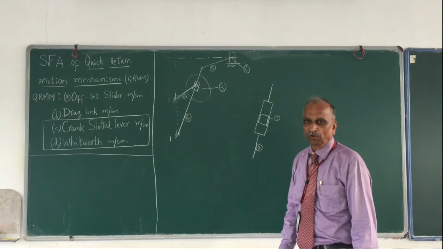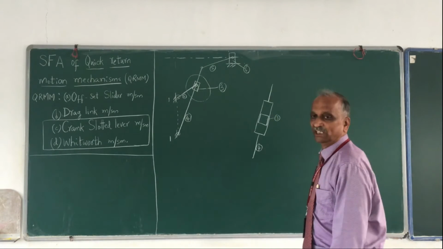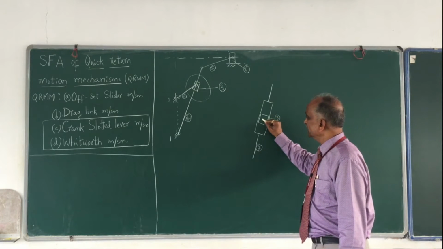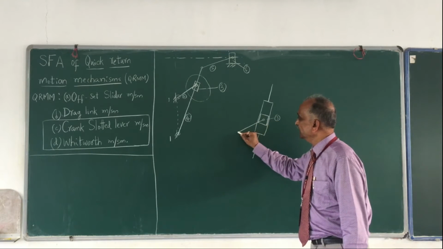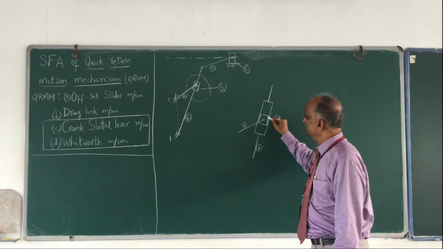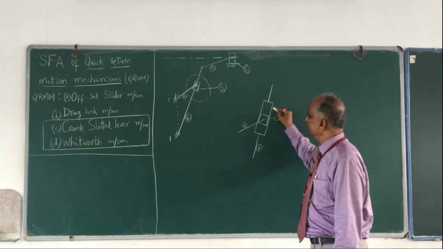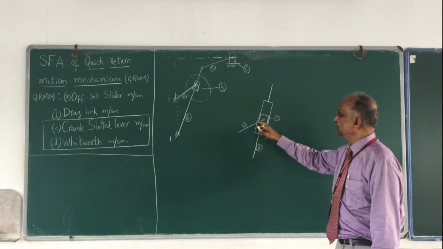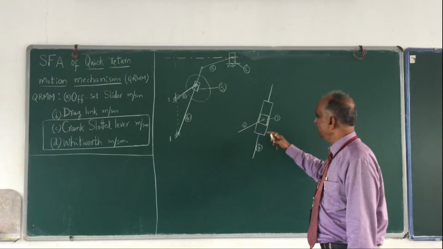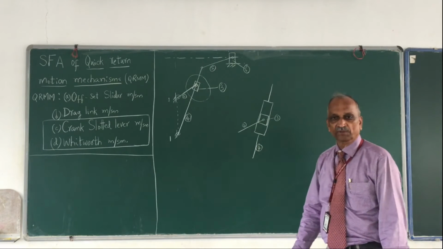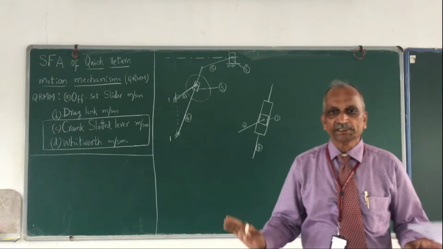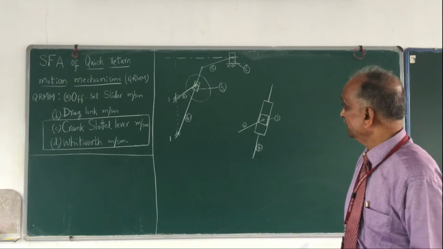Between 3 and 4, what do you have? You have a sliding pair. And this slider is connected to the crank with the help of a turning pair. So this is your link number 2. This is your link number 3, and this is link number 4. Between 2 and 3 we have a turning pair. Between 3 and 4 we have a sliding pair. And link 2 and link 4, they are not connected at all.